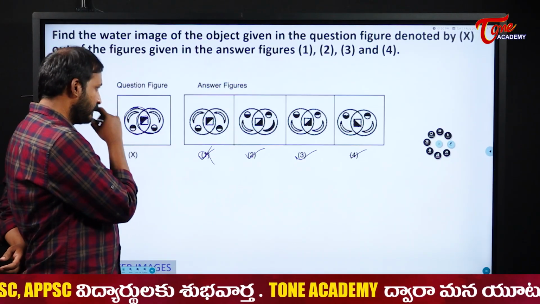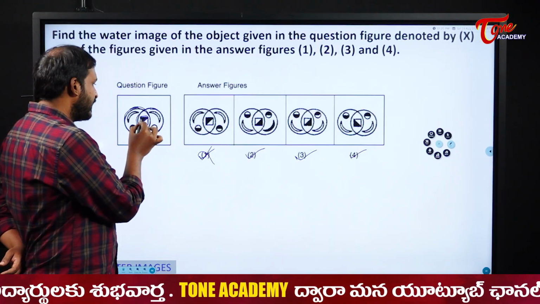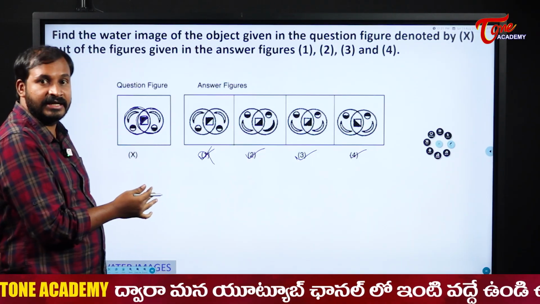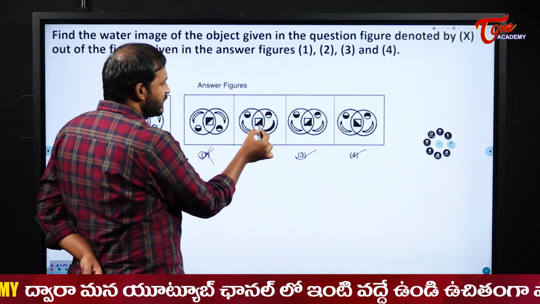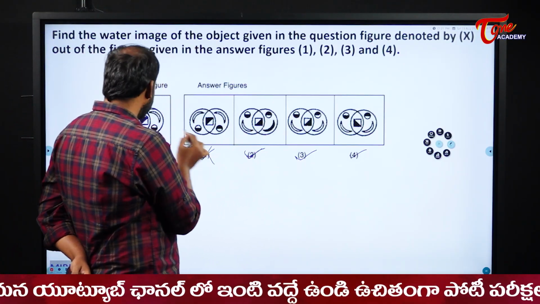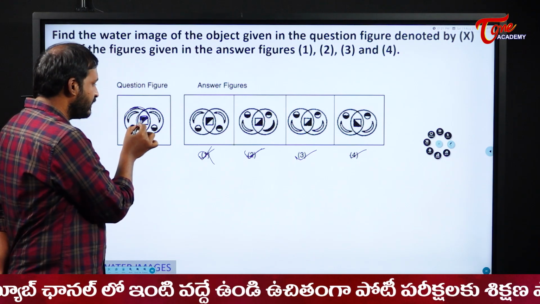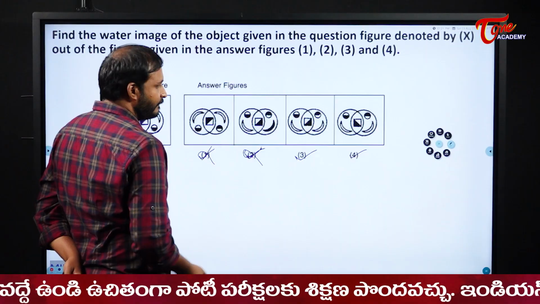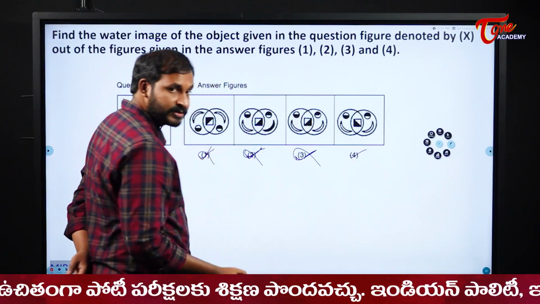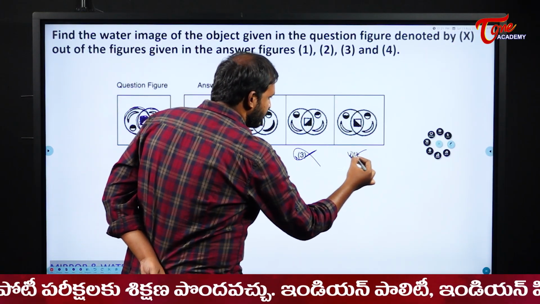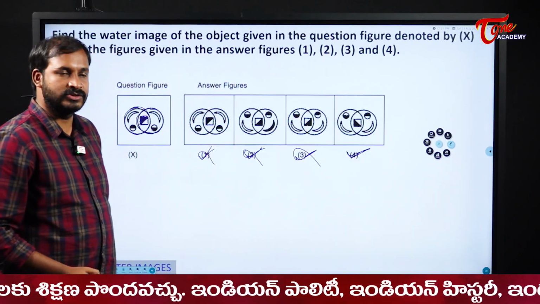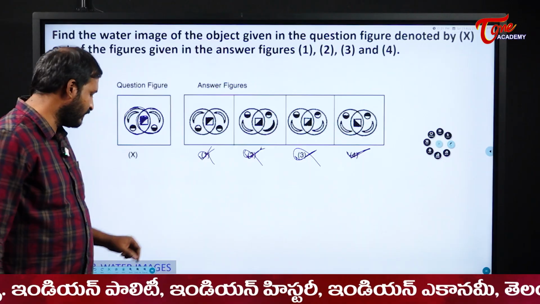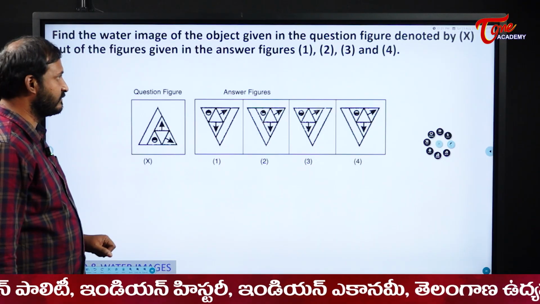Now check this side. Shaded portion is towards the right side of the image, right? So it should still maintain the right side. But what is happening here? Shaded portion is towards left. So here also I should have left, but it went to right. Here also it went to right. These 2 options are deleted. So the only option left for me is option 4. So option 4 is the correct one for us here. Right? We will see the next one.